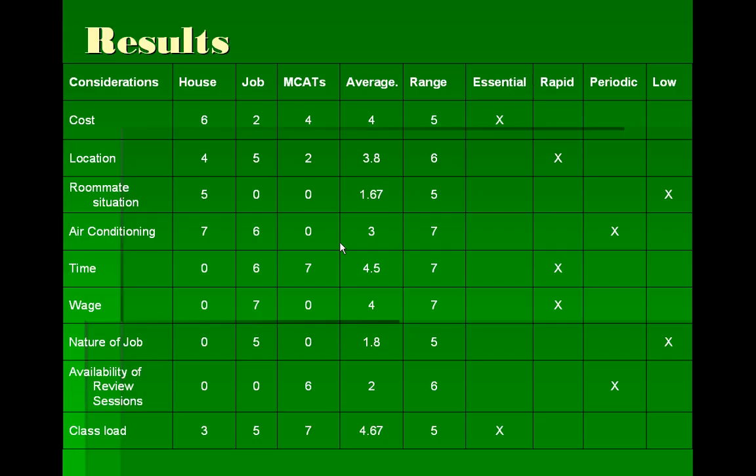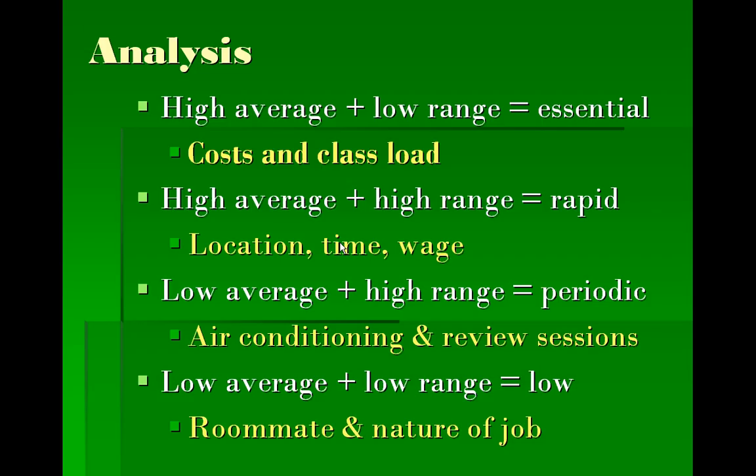These calculations helped us place each consideration under a category of essential, rapid, periodic, or low. Factors like cost and class load had high averages and low range, resulting in essential classification and warranting immediate collection and analysis. These are important on nearly all upcoming decisions, and therefore they belong to the essential data category.